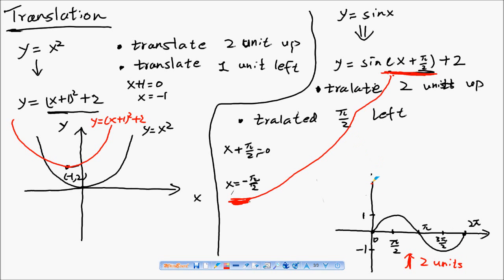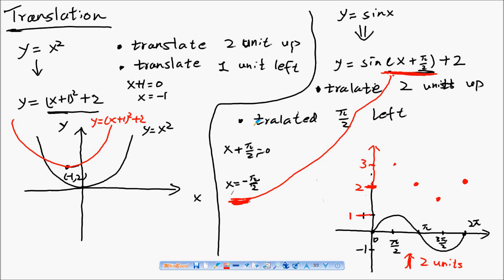What happens is your maximum becomes 3, and your minimum is minus 1 plus 2, which is 1. Now your minimum moved up to there, and in between, your x-intercepts move to the point 2. Now we roughly can have a graph that looks like this.